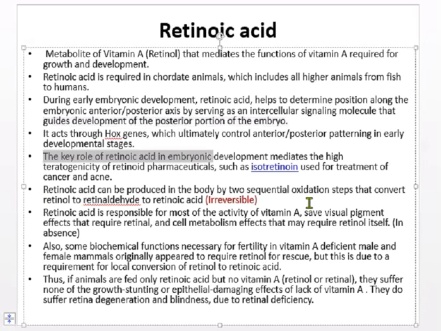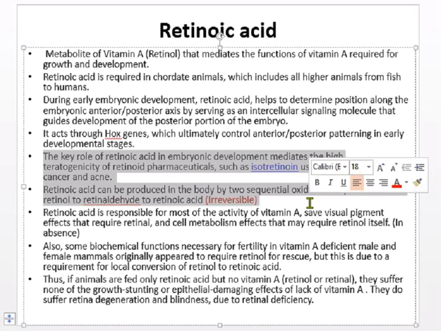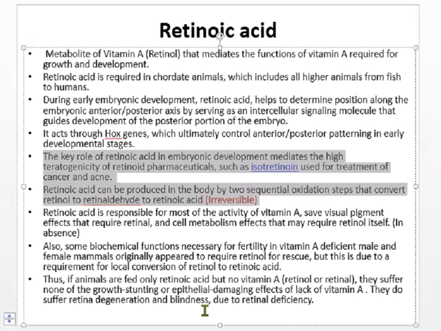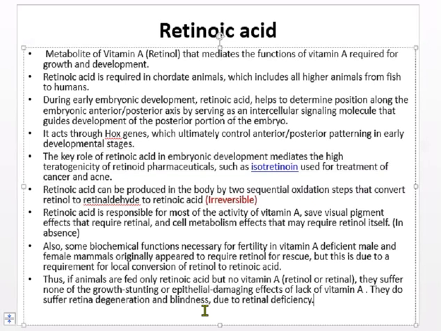The key role of retinoic acid in embryonic development is to mediate the high teratogenicity of the retinoid pharmaceuticals such as isotretinoin, used for the treatment of cancer and acne. Retinoic acid can be produced in the body by two sequential oxidation steps that convert retinol to retinoic acid.